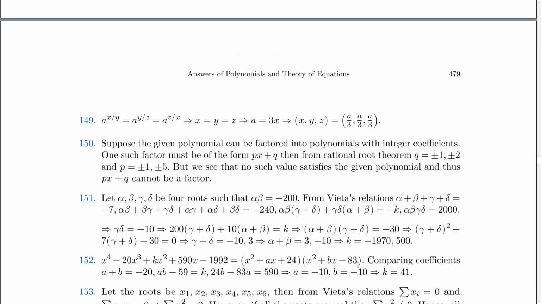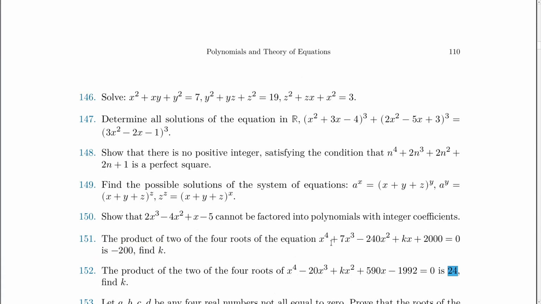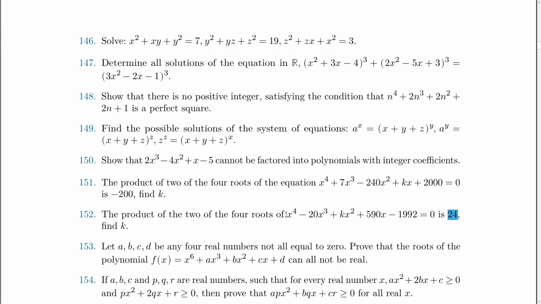Once we have this, we compare the coefficients. We have a plus b is equal to minus 20, ab minus 59 is equal to k, 24b minus 83a is equal to 590. So we have 1, 2, and 3 equations and 3 unknowns, a and b and k. We solve these, we get a is equal to minus 10, b is equal to minus 10, and k is equal to 41.